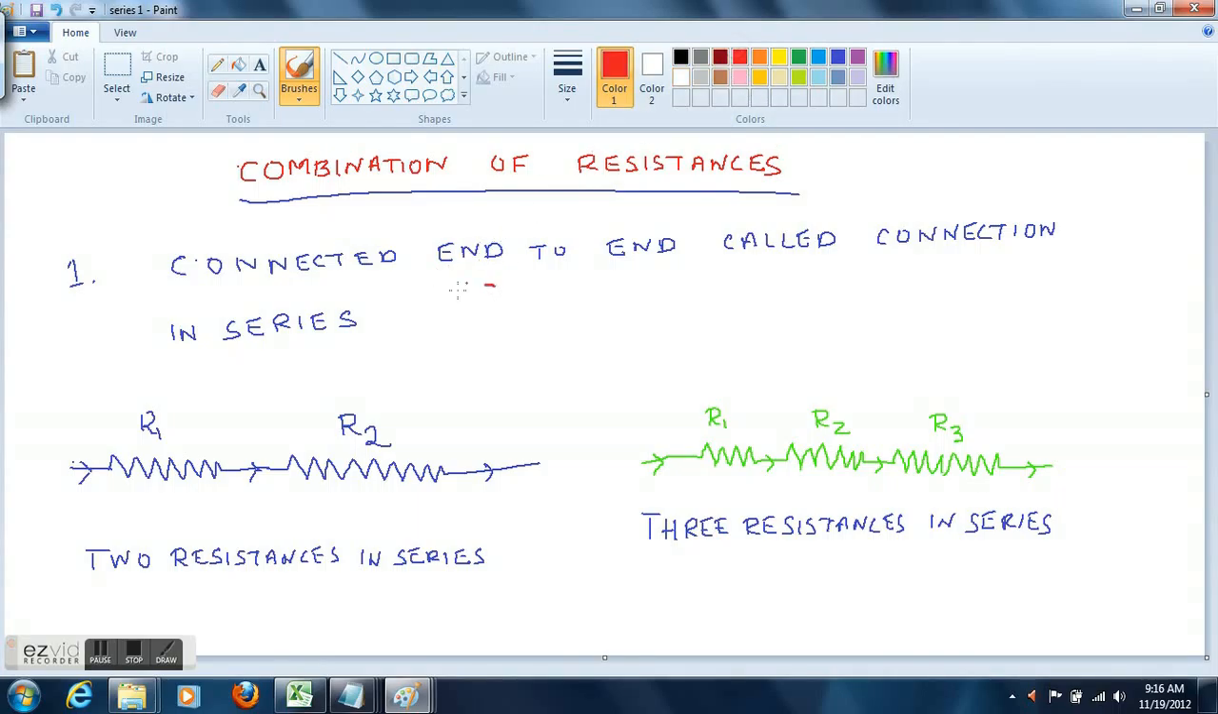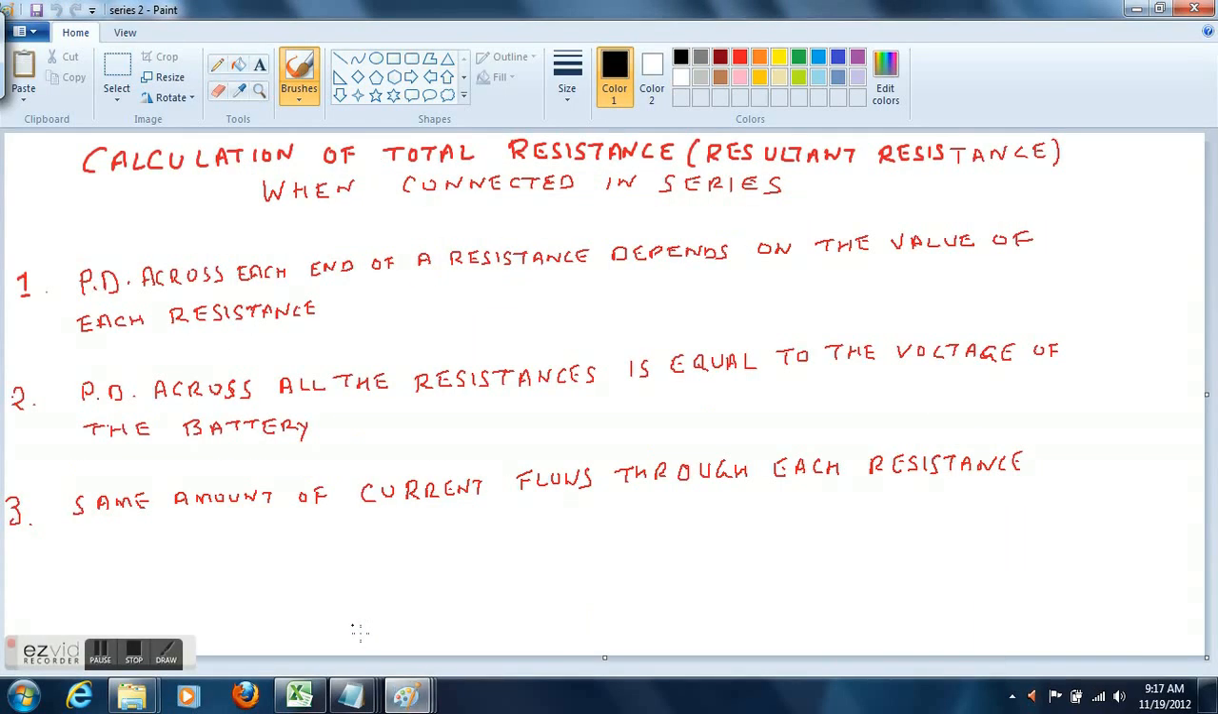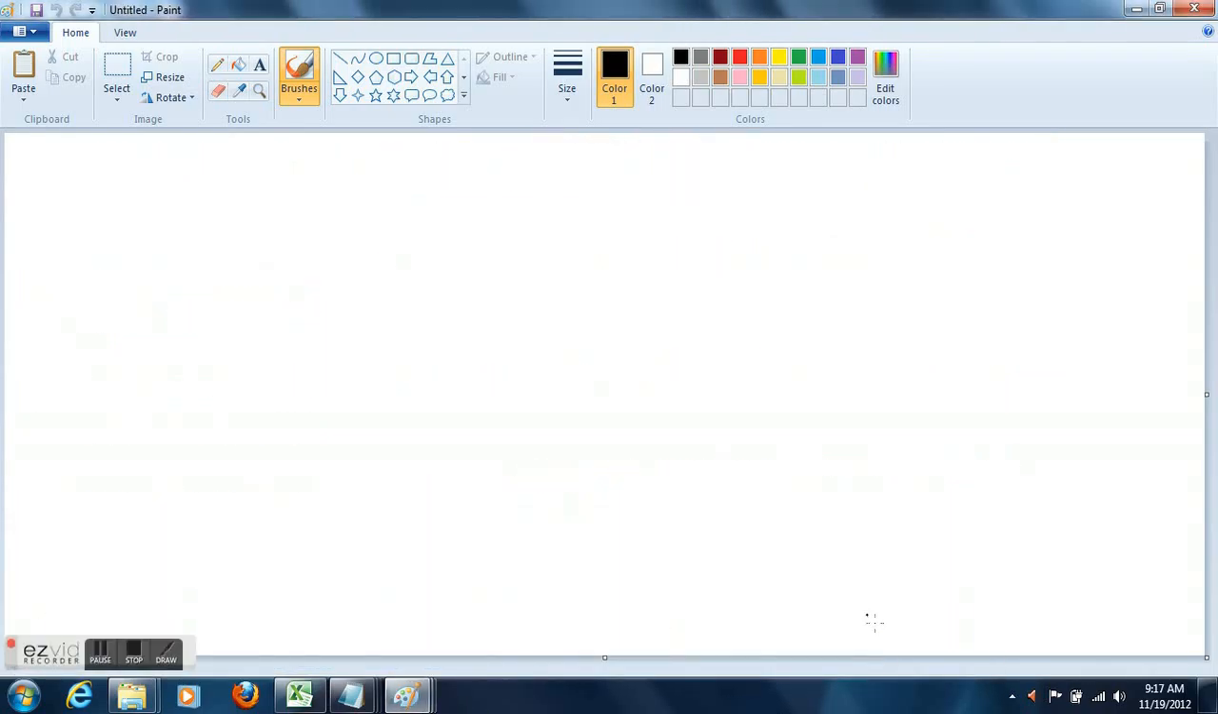Now, this is how we draw the circuit when we draw two resistances in series, and in the green we showed how to draw three resistances when they are connected in series. Of course, we discussed this in the earlier tutorial. In this tutorial, our focus will be how to calculate the total resistance, which is also called resultant resistance, when multiple resistances are connected in series.